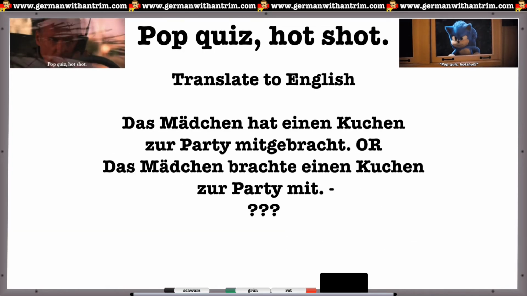How would you translate this sentence? Das Mädchen hat einen Kuchen zur Party mitgebracht. Or, das Mädchen brachte einen Kuchen zur Party mit.